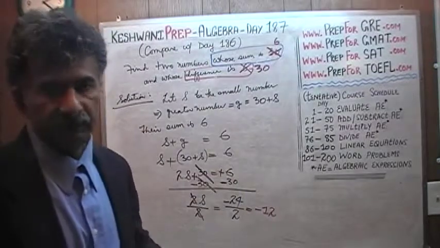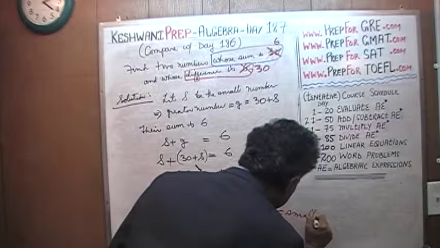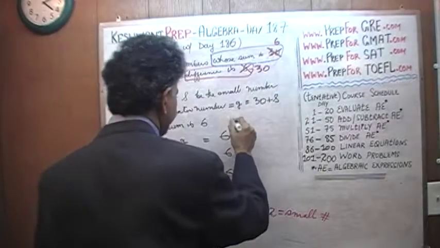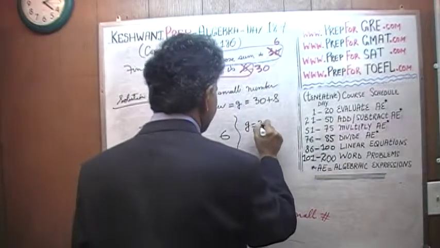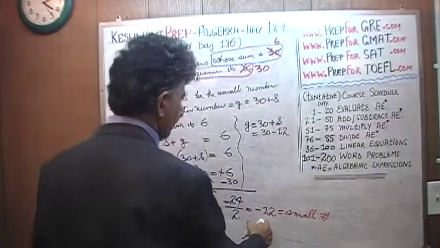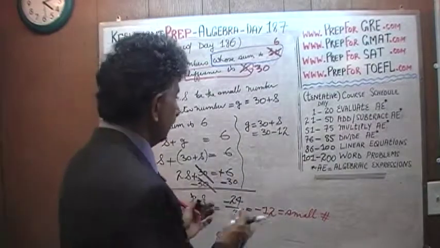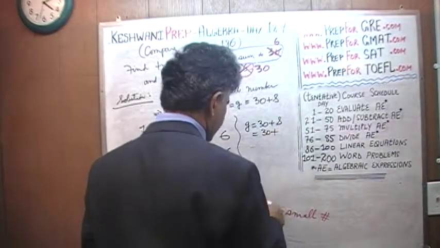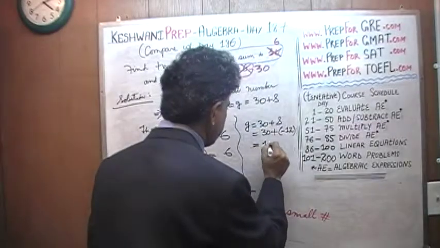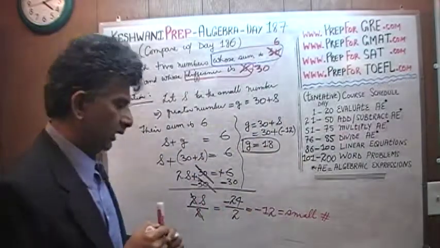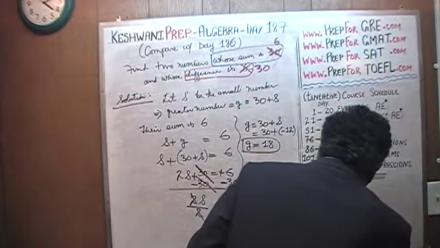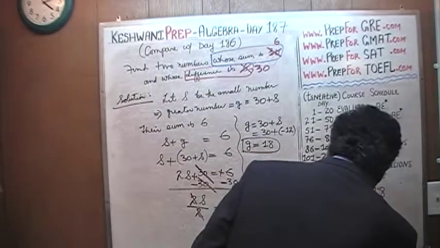And what does negative 12 represent? That's our small number. The greater number is 30 more than that. The small number we found to be negative 12, so it is 30 plus the small number, which is negative 12. 30 minus 12 is 18. Our large number is 18, our small number is negative 12. Let's make a note of it here. The greater number is 18, the smaller number is negative 12.